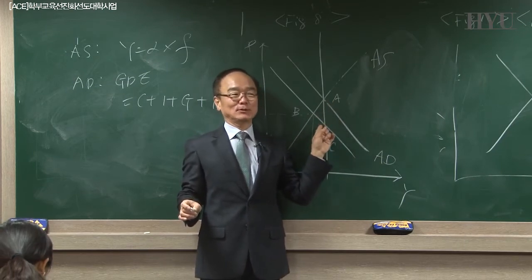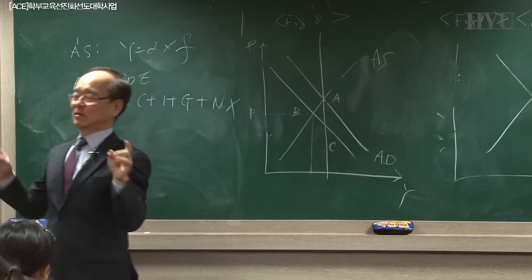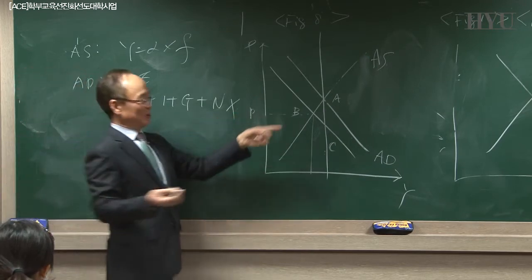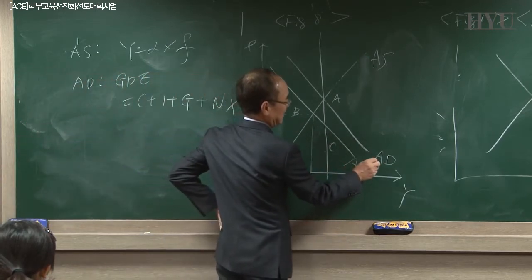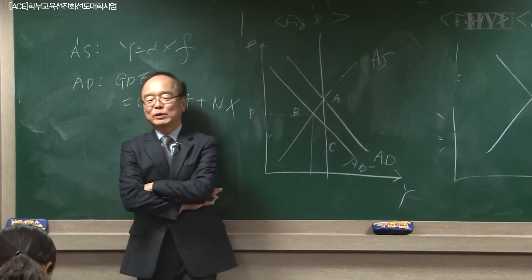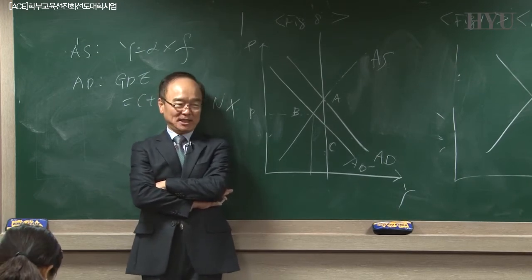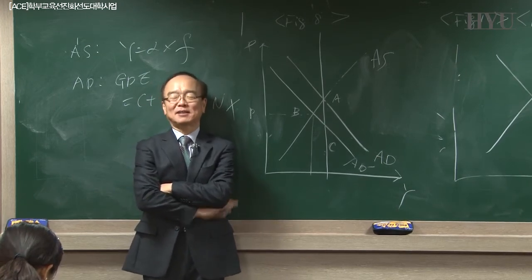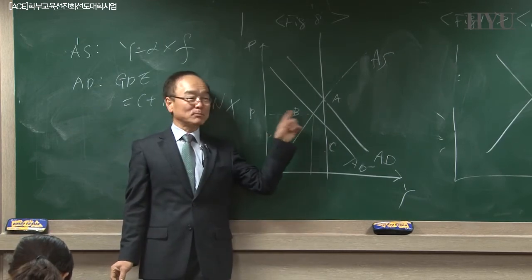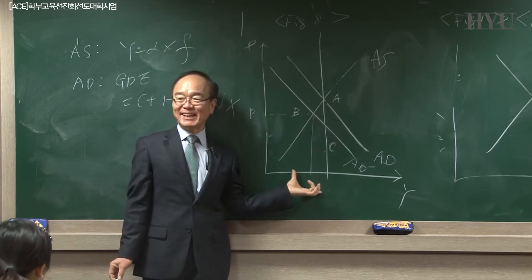In response to the stock market crash, people refrain from consumption. Then this shifts AD to AD prime. So what do we have right now? Deflation and recession. Price falls down, right? What do we have? Recession, right? This is recession.